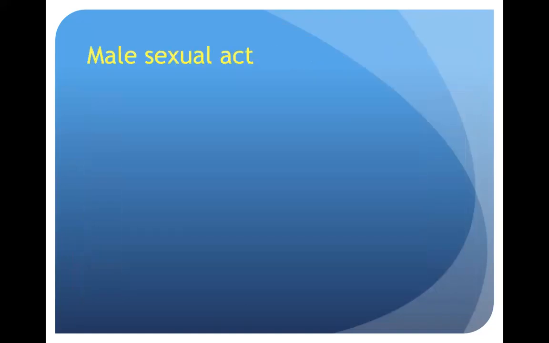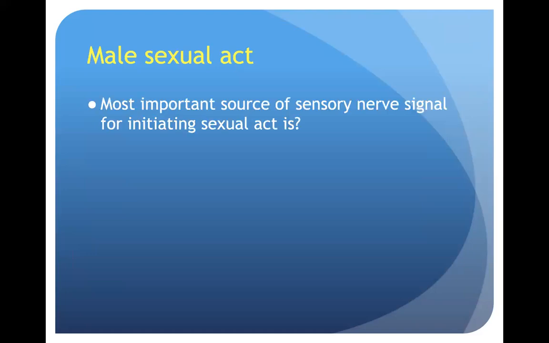So yan yung effect ng morphology, temperature, cell count sa infertility. Let us now look at male sexual act. So, what is the most important source of sensory nerve signal for initiating sexual act? Ano daw yun? Yung pinaka-importanteng source. Yung glans penis. Kaya nga kasi yung glans penis, it has a lot of nerve endings. That's why it's very sensitive.